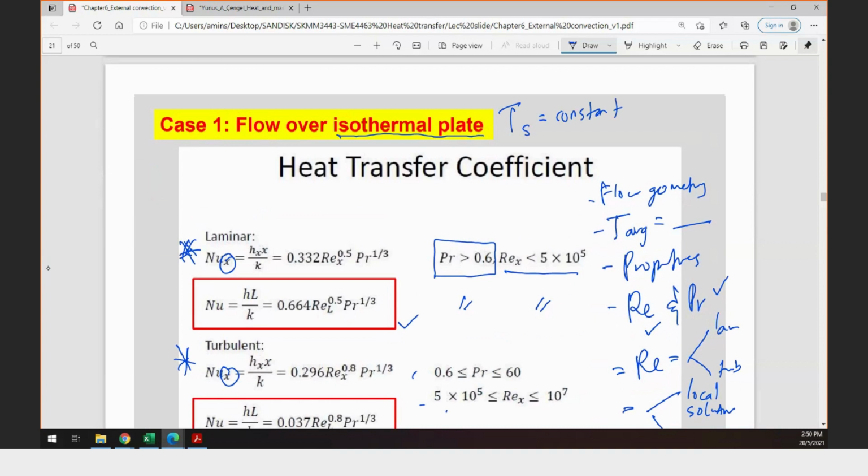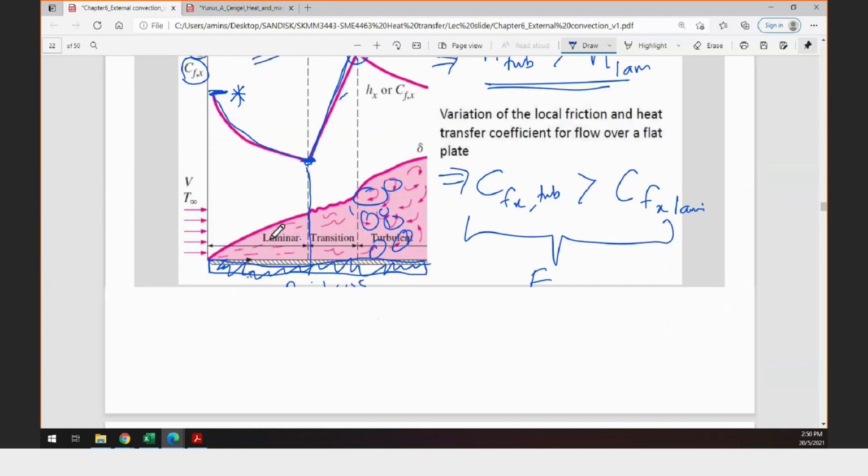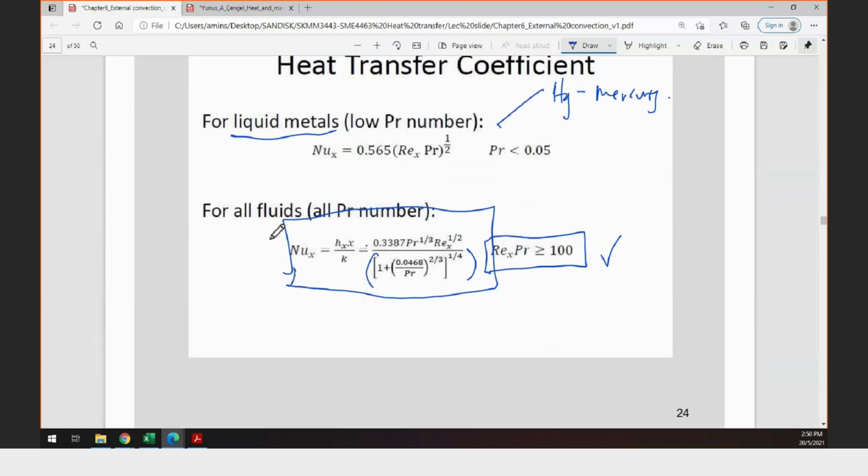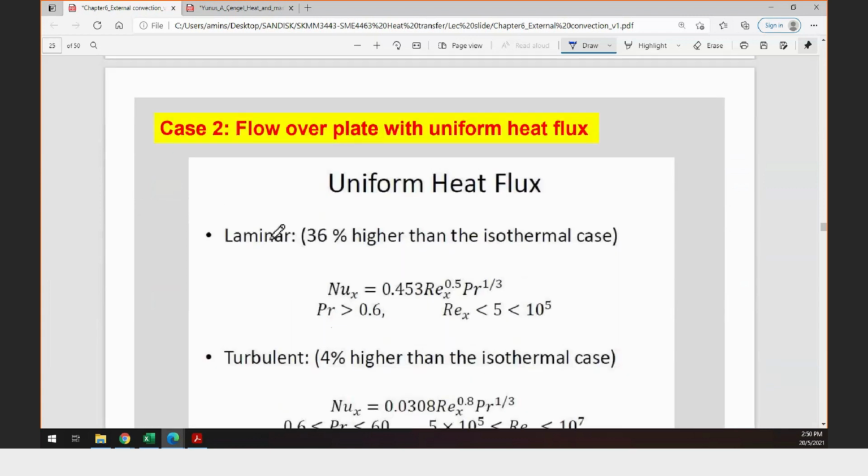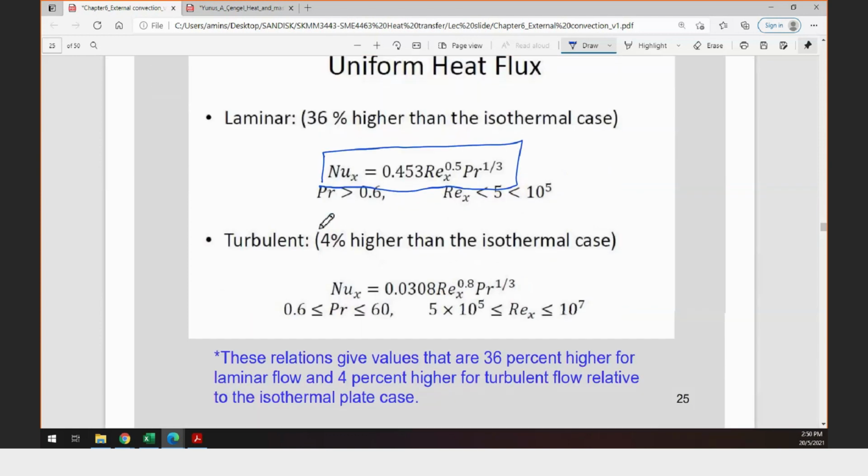But practically it's hard to keep the surface temperature constant, and it is easier to expose the surface to a constant heat flux. Constant heat flux can come from an electrical element or the sunlight, the heat source. So under uniform heat flux, you should use a different Nusselt number equation, for laminar and for turbulent.